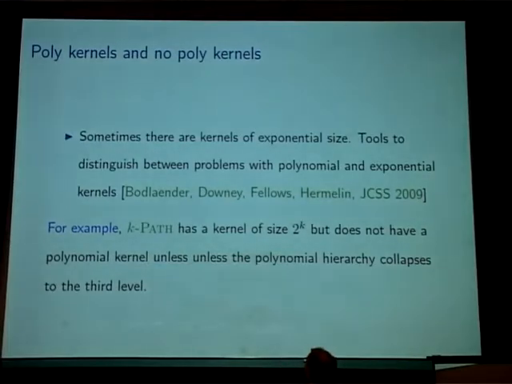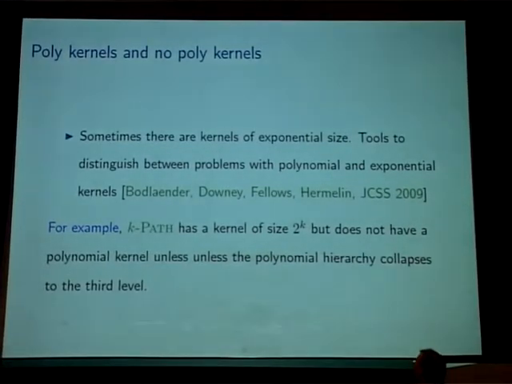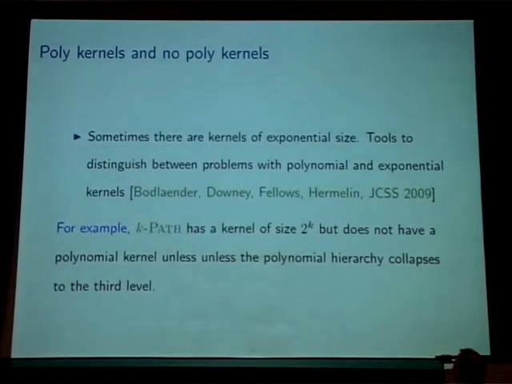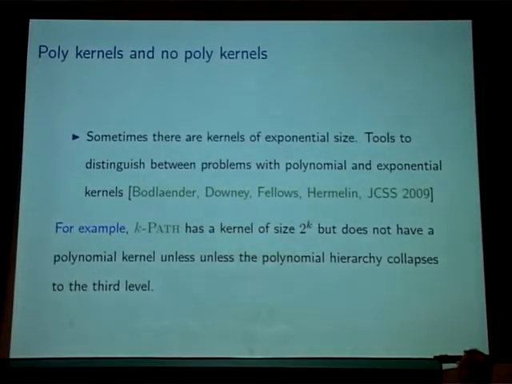Quite recently, there appeared complexity-theoretic tools which prove lower bounds for kernelization, like Bodlaender, Downey, Fellows, and Hermelin in 2008. So there was a paper in 2007, I think. They proved that there are several problems which do not have a polynomial kernel but are still fixed parameter tractable. For example, the k-path problem: I'm given a graph and I ask if there is a path of length at least k. So k is the parameter here.